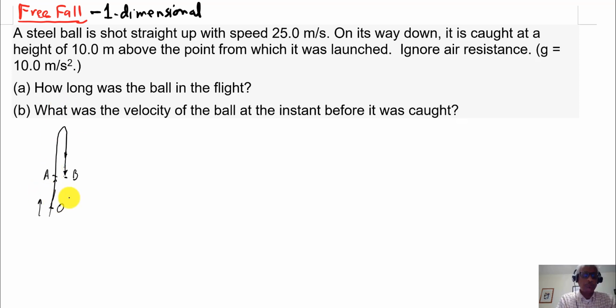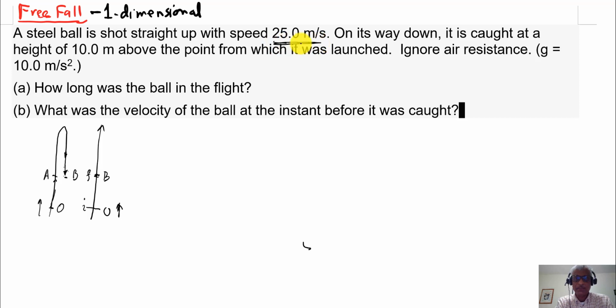So this is the whole motion, and although I've drawn this picture like that, it's all happening on one axis. So O, and this is the ball caught at this height, B. We don't care about this whole thing. A lot of students do this problem by solving this whole trajectory. You just need the initial and the final situation.